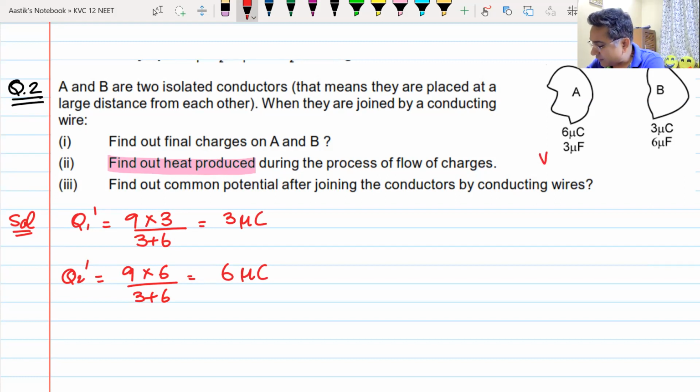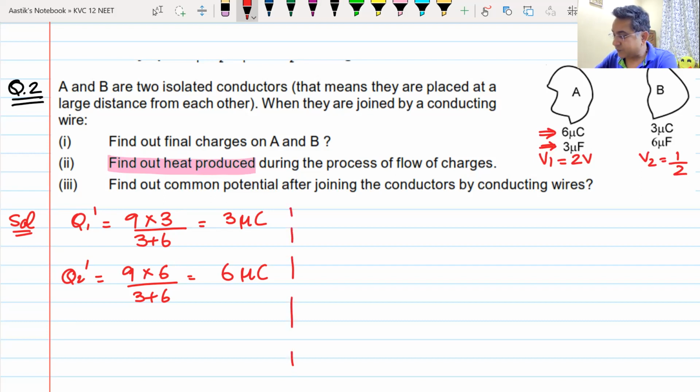Okay, you can find the value of V1 here. The only formula we have done is Q is equal to CV. Q1 is given as 3 microcoulomb, and Q2 is given as 6 microcoulomb. Capacitance is given as 3 microfarad. So divide 6 by 3. Voltage of this would be 2 volts and voltage of this will be half volts, 3 divided by 6. Do we understand this?